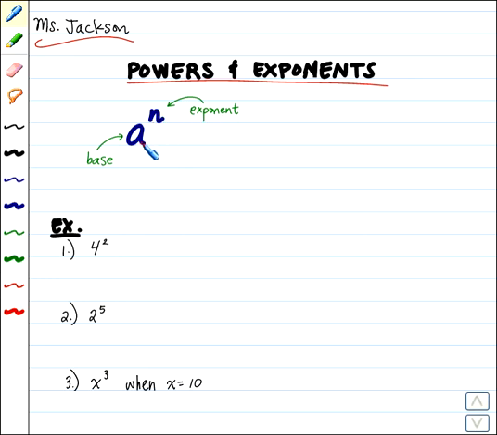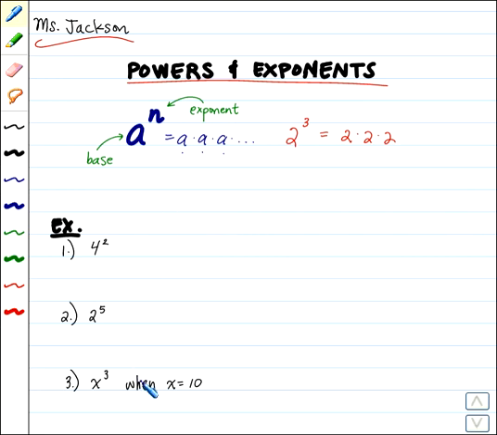Now in this case we have variables, but if we had numbers, let's say 2 to the third power, what this means is the power, or the exponent, is how many times we're multiplying the base by itself. So in this case we have 2 times 2 times 2, 3 times. With variables we would have a times a times a as many times as we need so that we have n number of times. That's our exponent. So if n is 3, then we would have a times a times a. If we have 4, and so on and so forth.